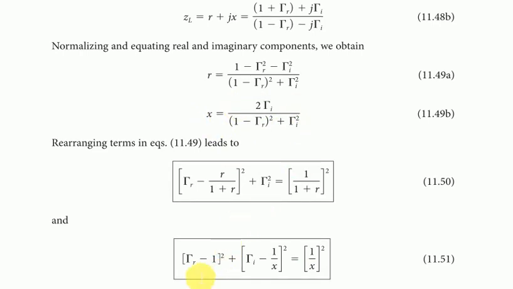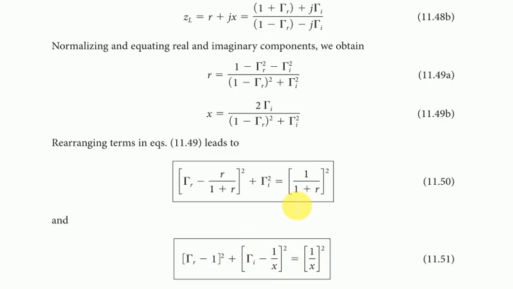So it will be (Γr − 1)² + (Γi − 1/x)² = (1/x)². It is the equation of a family of circles with center (1, 1/x) and radius 1/x. So we can say the locus of constant r is a family of circles with center (r/(1+r), 0) and radius 1/(1+r). In the same way, the locus of constant reactance is a family of circles with center (1, 1/x) and radius 1/x.